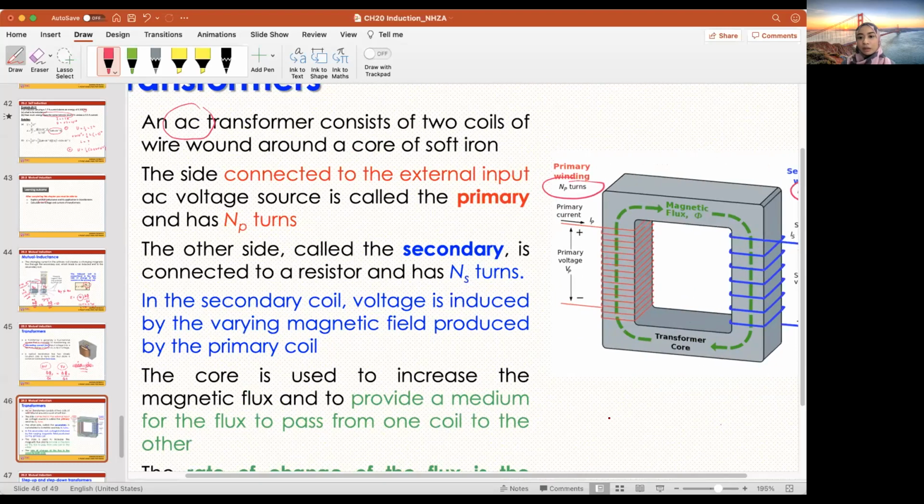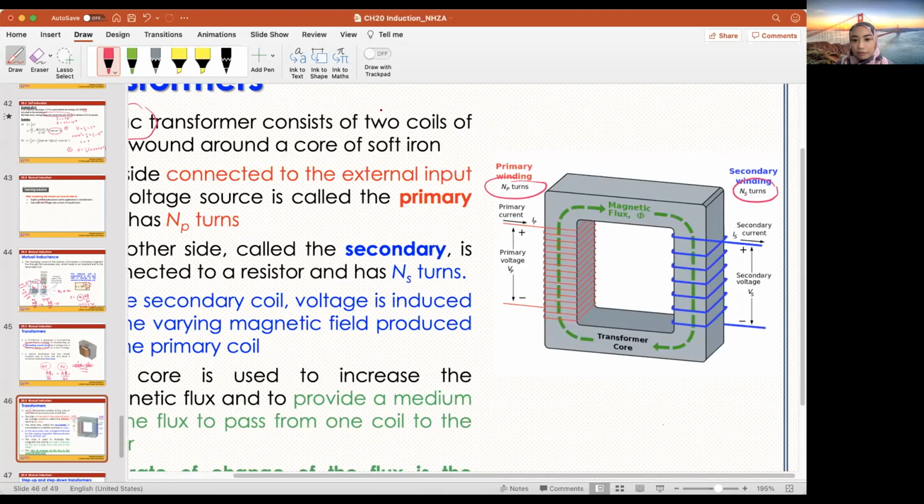Kecil tulisan dia. Okay, so you will have a primary voltage, VP, primary current, and the magnetic flux from this guy is transferred to the secondary via the transformer core or the soft iron core or a conductor. And you will have a secondary current, secondary voltage. Secondary voltage and primary voltage ni yang kita selalunya nak tentukan. Kita nak specific value lah.